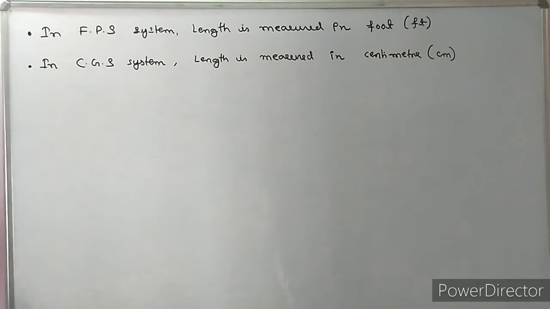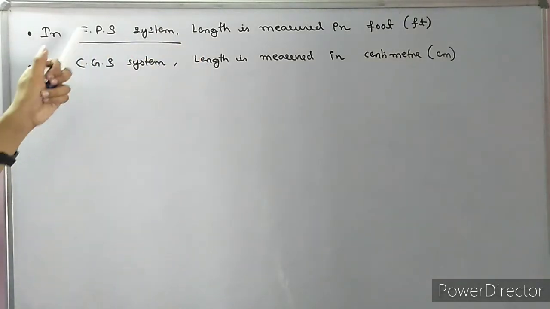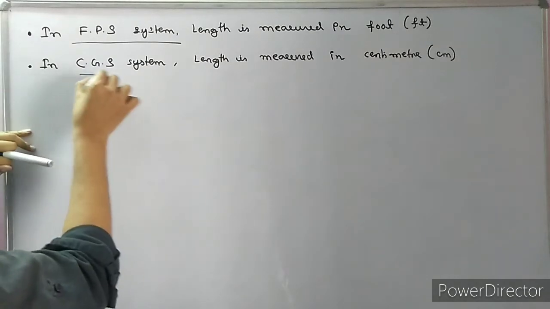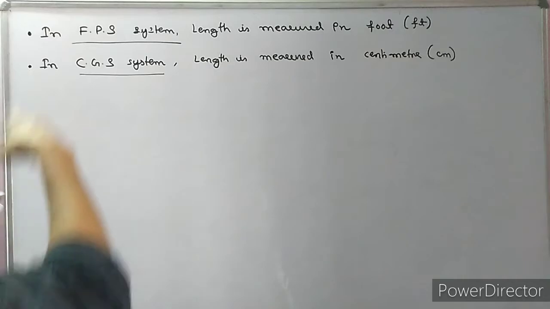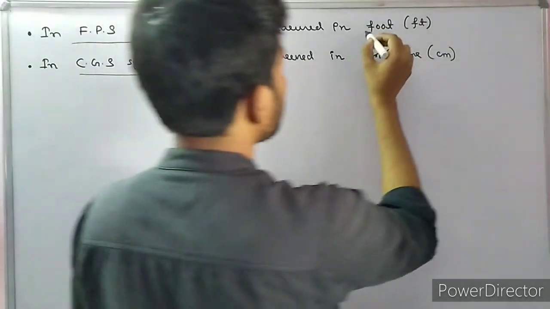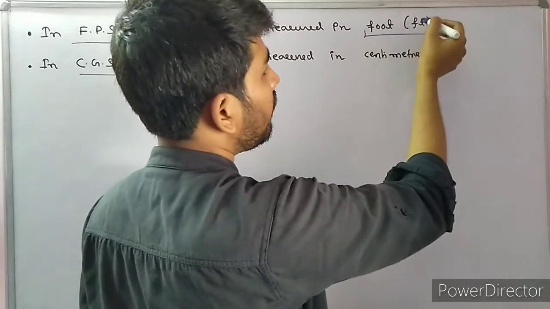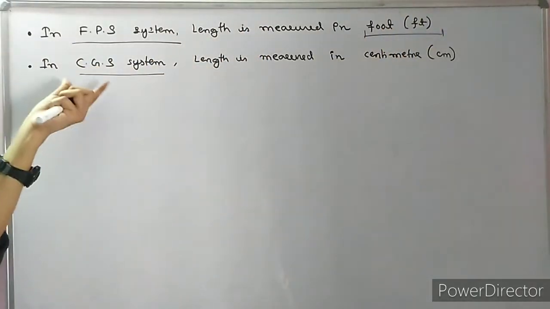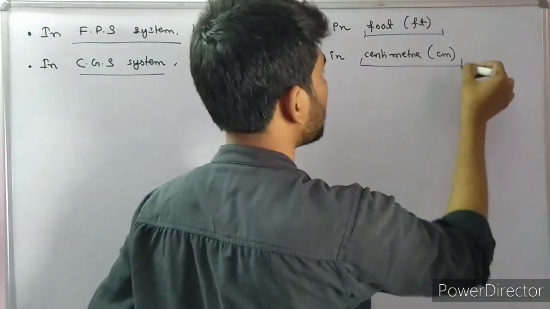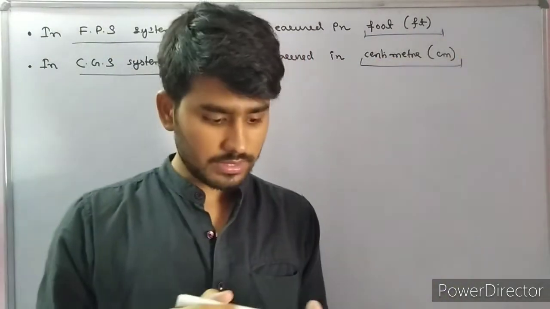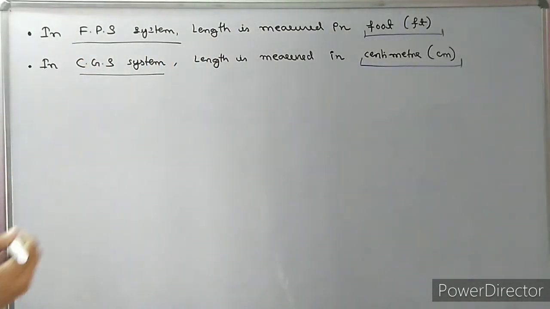We'll just wrap up. Now the remaining two systems are FPS system, foot-pound system, and CGS system: centimeter, gram, second. In FPS system, length is measured in foot, symbol FT. In CGS system, length is measured in centimeter, symbol cm. Done. But just remember these relations now.